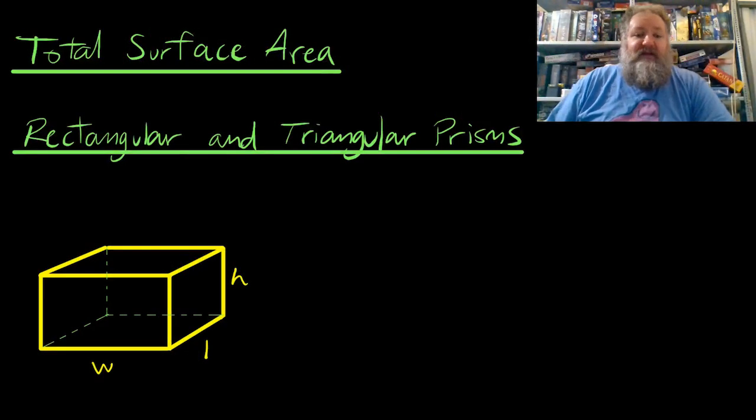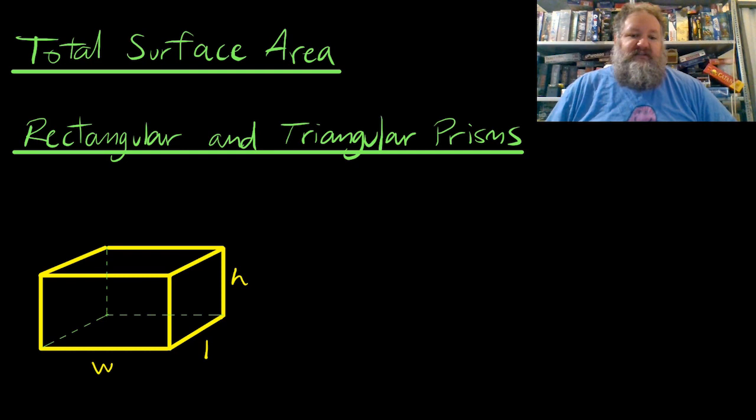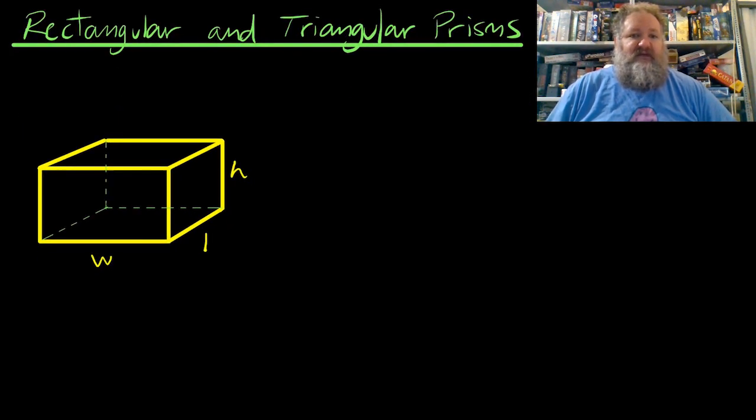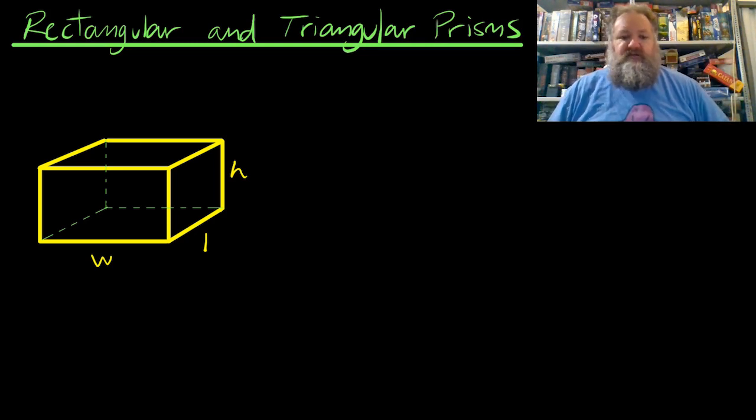Okay, let's talk about how we find the total surface area of three-dimensional shapes. We're going to start with rectangular and triangular prisms because that's a nice easy spot to start with. So if we have a look here, we have a rectangular prism. You can tell because it's just made up of rectangles.